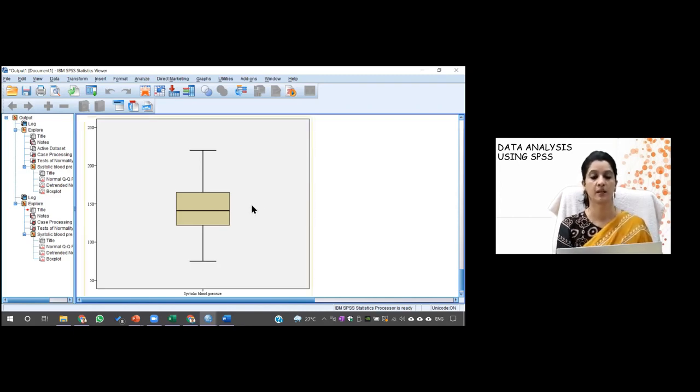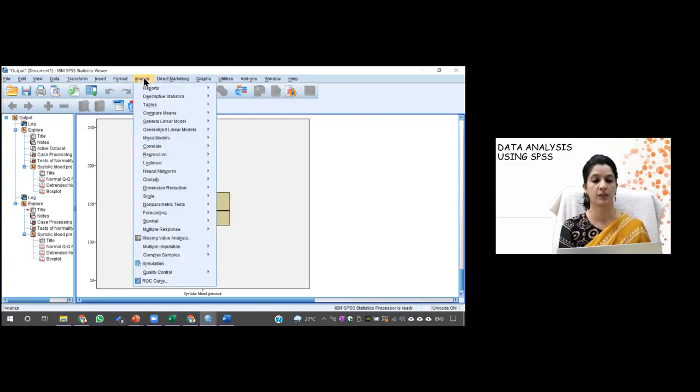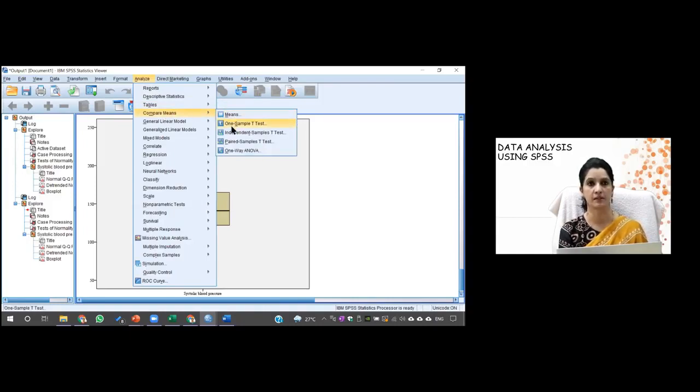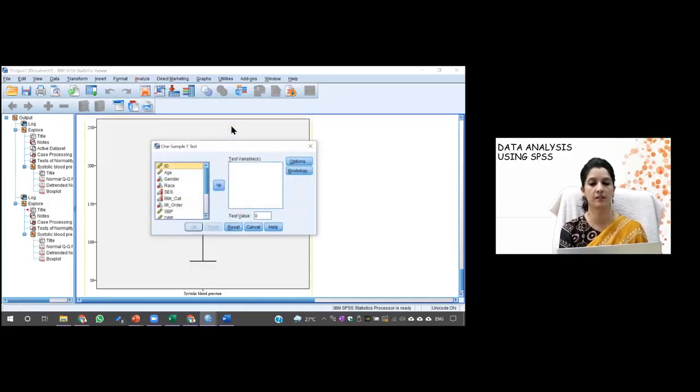Now what is the command for one sample t-test? Go to Analyze, Compare Means. Here you can see the one sample t-test. Is it visible to all of you? For today's session, we will use this command, Compare Means, and Descriptives, Explore. These are the only two commands which we will use most commonly. So go to the one sample t-test, click this.